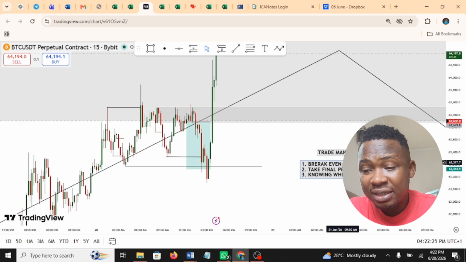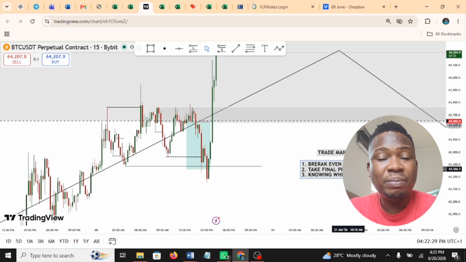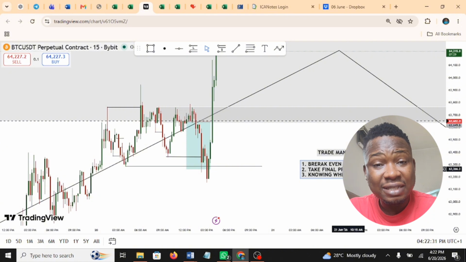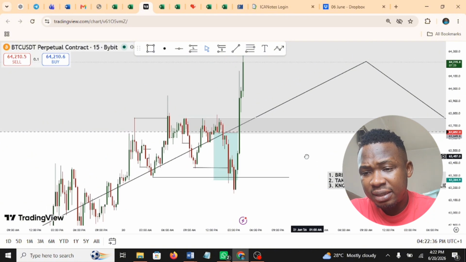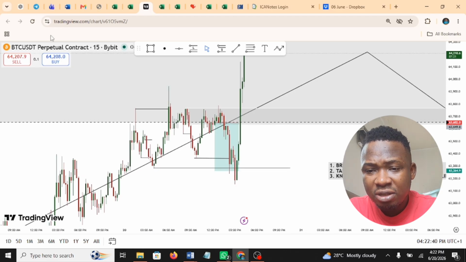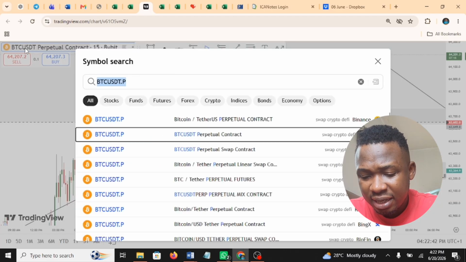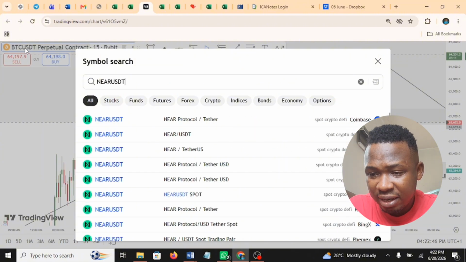Break even, very important. Knowing where to place your final take profit and knowing when the setup is no longer valid, guys. It is very, very, very important. All right, so that is it. I think I have a setup, guys. There's a setup I have in NEAR USDT. I think you should play it now because Bitcoin just rose.